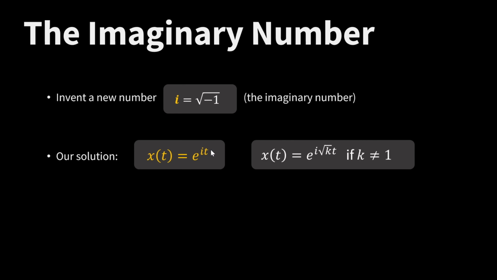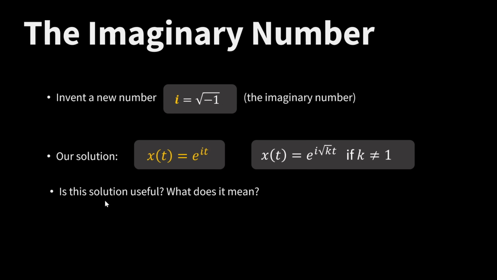We also have a solution if k is not 1. In this case, the solution is e to the power of i square root of k t. We can easily see that. When we differentiate once, we get an additional factor square root of k. When we differentiate again, we get another additional factor square root of k. So we get square root of k times square root of k, which is k.